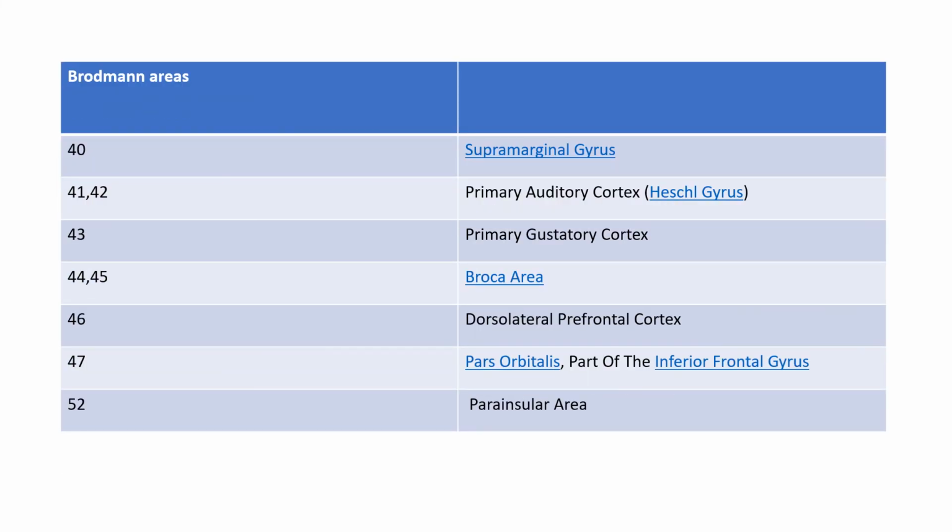Next, area number 14 is the supramarginal gyrus, and area number 41 or 42 is the primary auditory cortex. Area number 43 is the primary gustatory cortex. Area number 44 and 45 is the Broca's area, and area number 46 is the dorsolateral prefrontal cortex, and area number 47 is the pars orbitalis, and area number 52 is the parainsular area. These all are the areas of the brain.